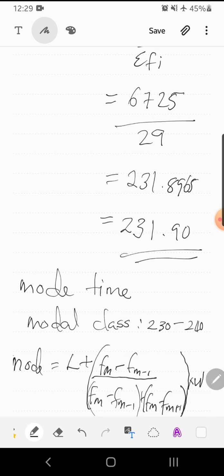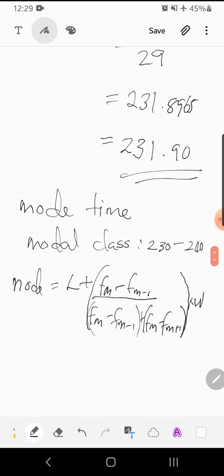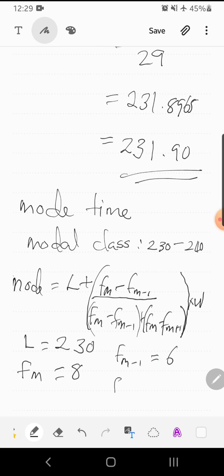the class width. Okay, so what is our lower limit? Our lower limit therefore is 230. That is the lower limit of the modal class. The frequency of the modal class is 8. The frequency before the modal class is 6. The frequency after the modal class is 4. The class width.